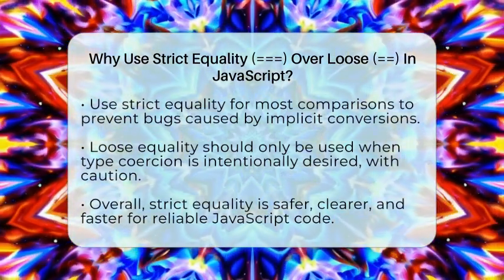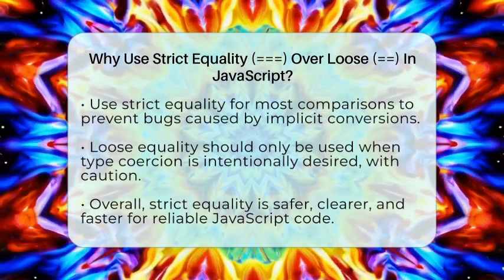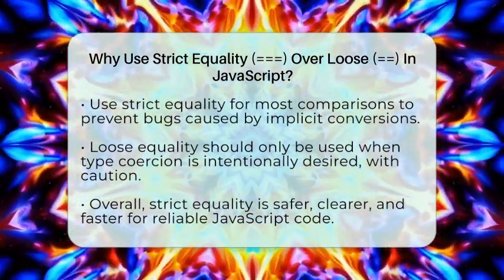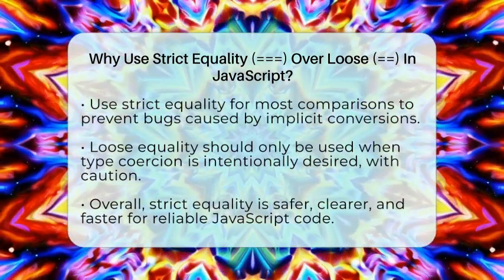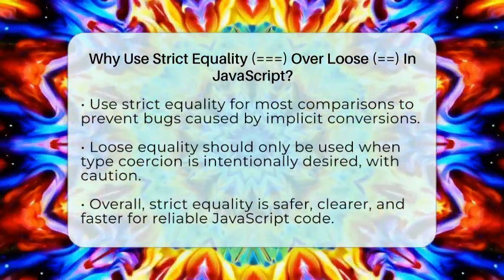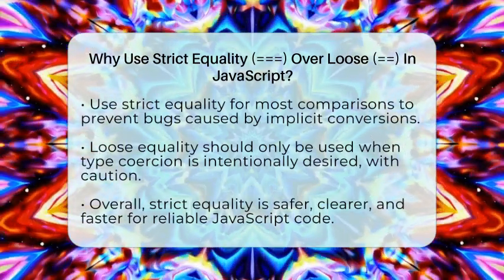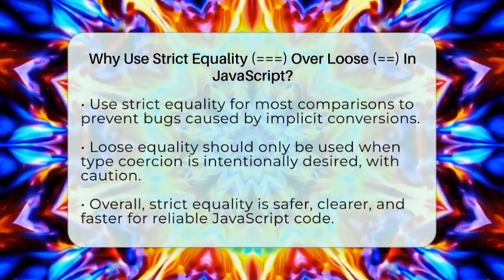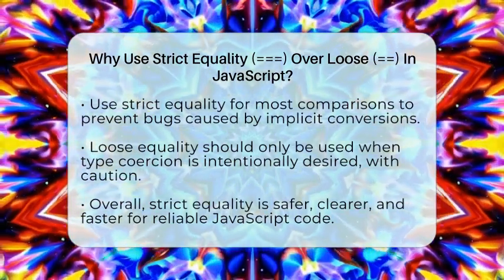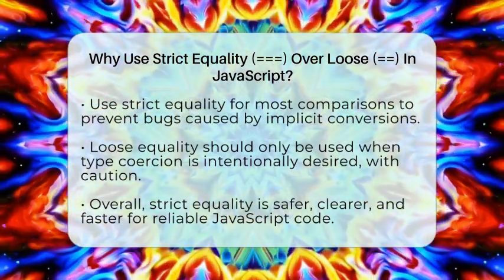So, when should you use these operators? Use strict equality whenever you want to compare two values for an exact match. Use loose equality only if you have a specific reason to allow type coercion, but be very careful. In short, strict equality is safer, clearer, and faster. It helps you avoid tricky bugs caused by implicit type conversions.